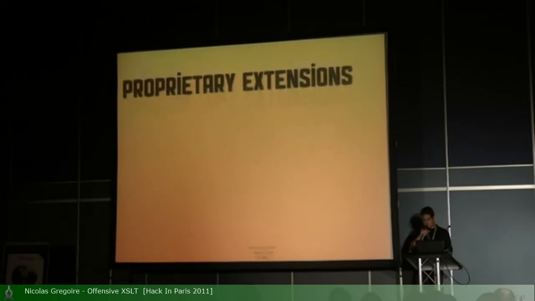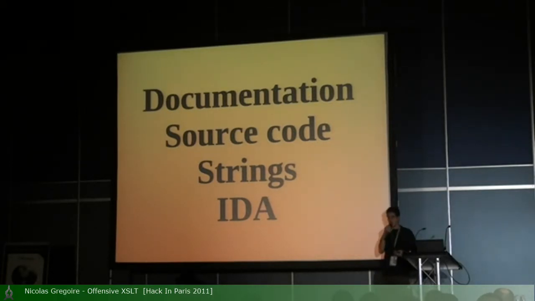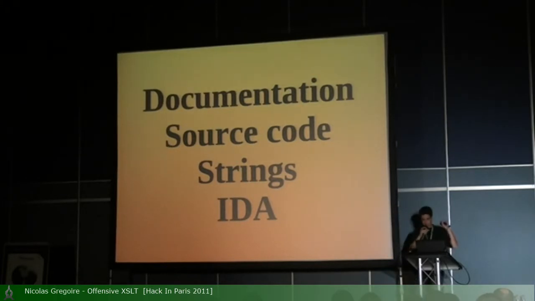Proprietary extensions. Here we have, if it's an open source project, we have the source code. We could have some documentation depending on the project. And if it's closed source, then you should use some disassembler or similar tricks. But as reverse engineering is illegal in France, no, of course.